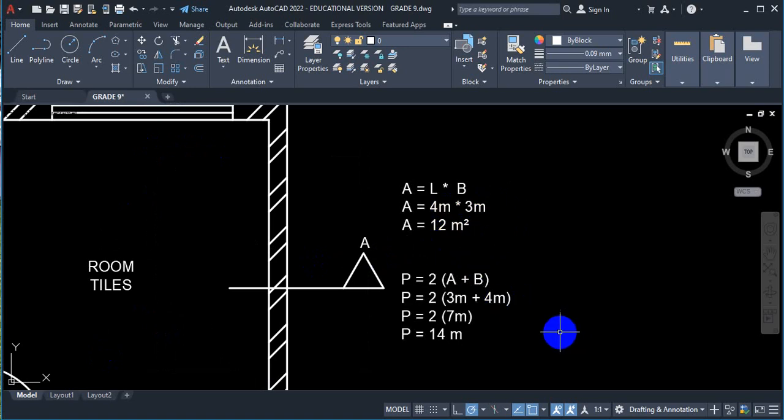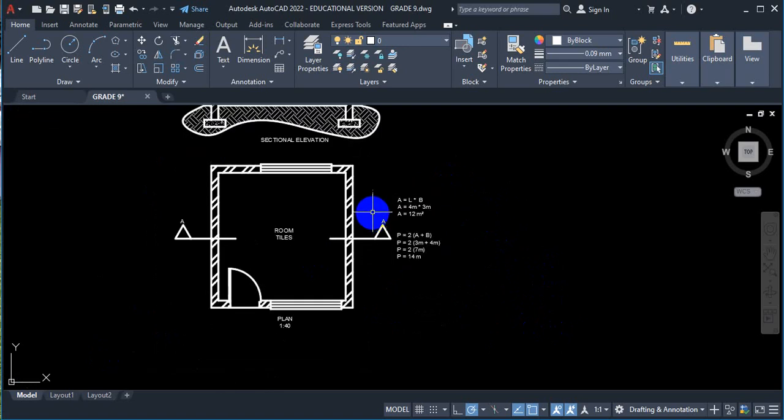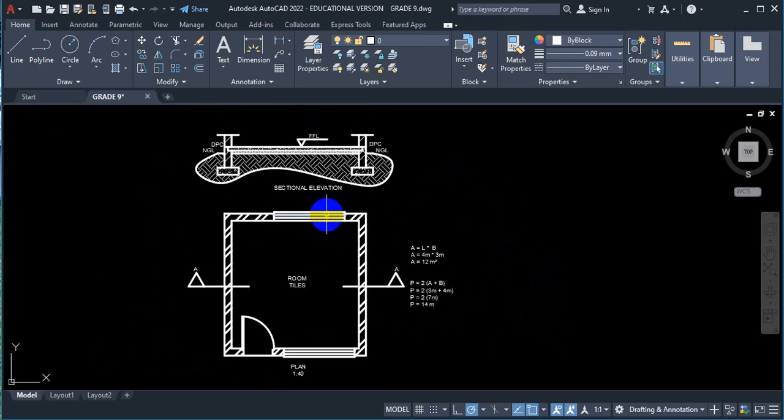Of course, there are many methods which we can use to get the perimeter, but this is the only method we can use to get our area. So everything that we need to know with respect to our civil drawing in grade 10 is right here.